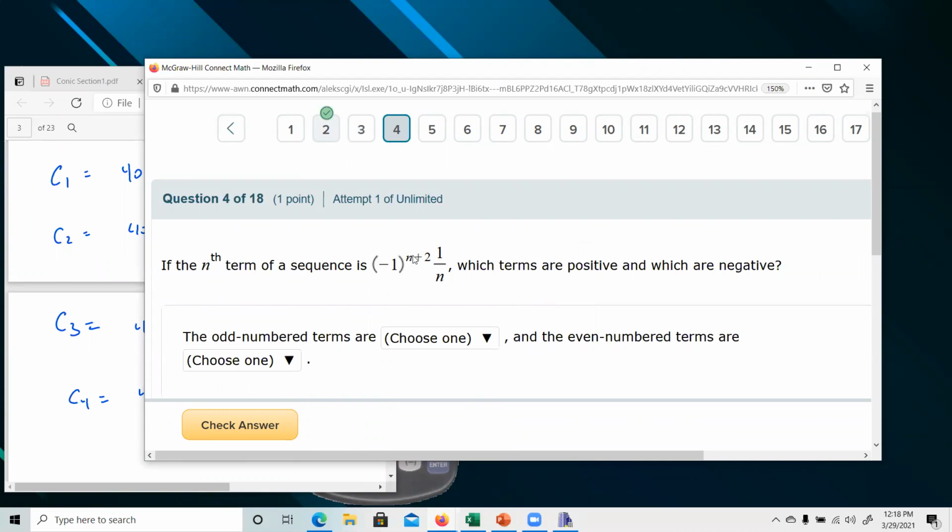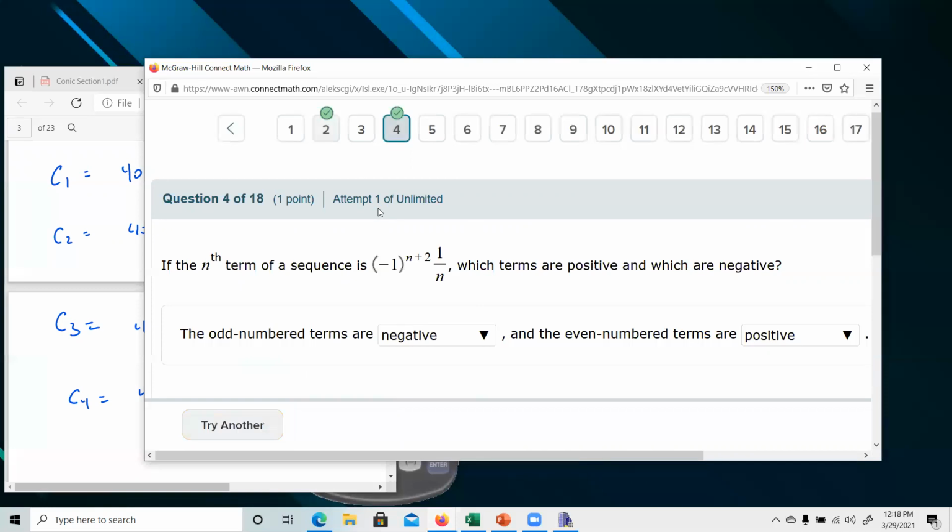But if I put in a 1 here, that's going to be a 3. If I put a 2 in, that's going to be a 4. If I put a 3 in, that's going to be a 5. So 1, 3, 5, 7, 9, all of those terms are going to be negative. So the odd numbered terms are going to be negative. The even numbered terms are going to be positive. Okay. Be careful. Oh no, that one. Oh, that's really peculiar.